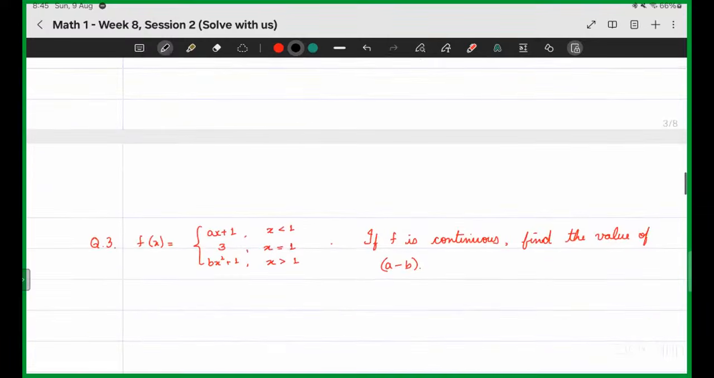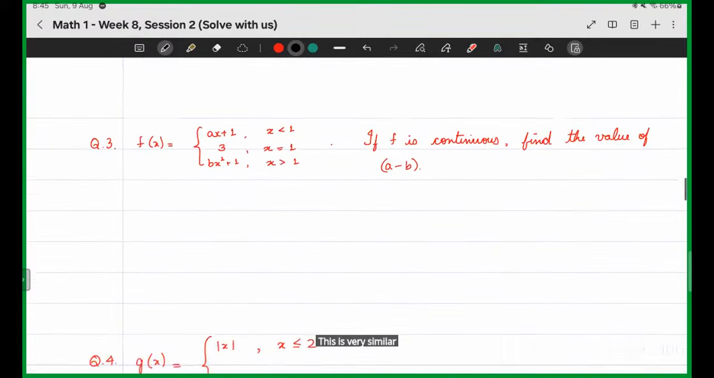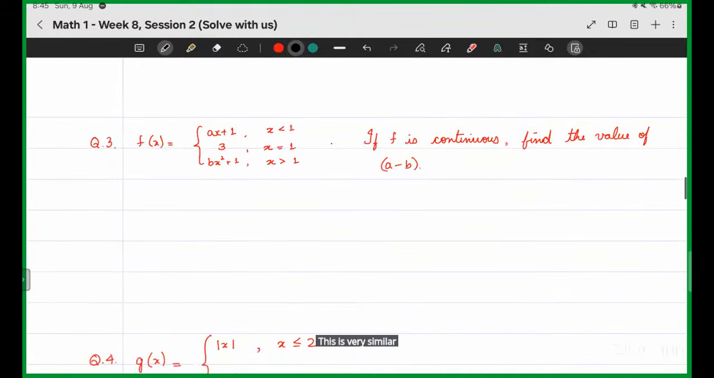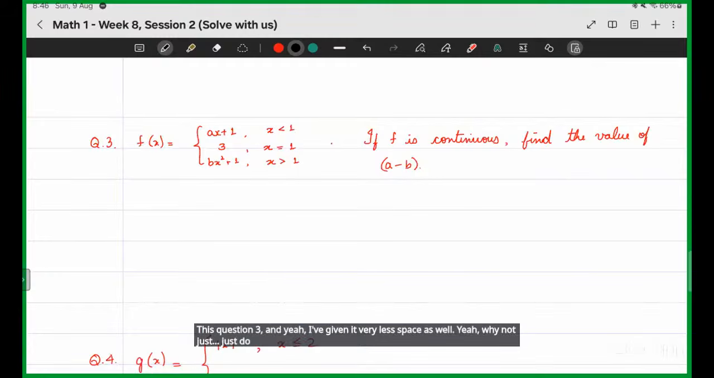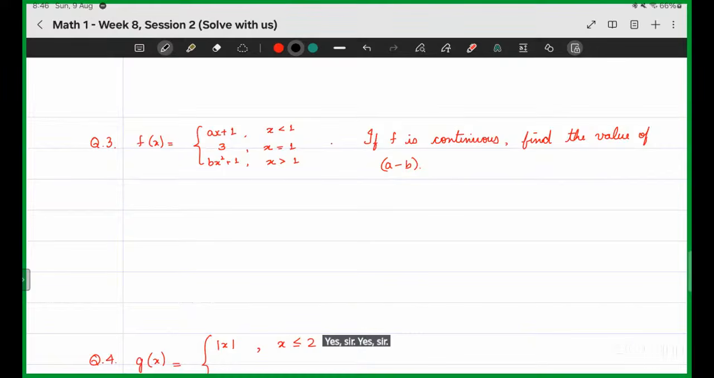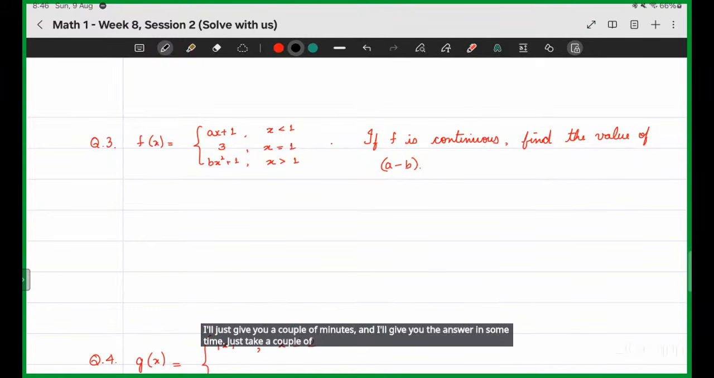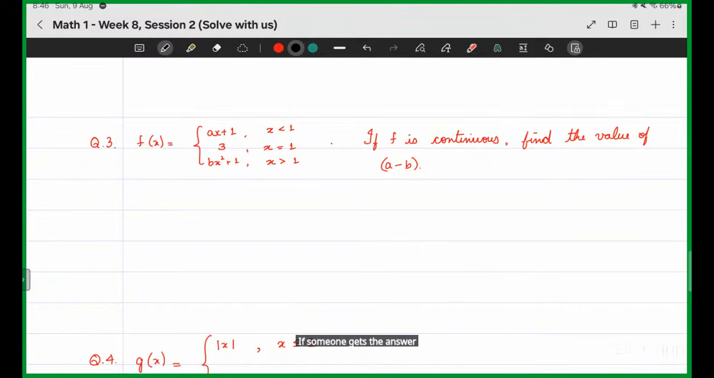This is very similar. This question 3, and yeah, I've given it very little space as well. Yeah, why not just do one more of these things? I'll just give you a couple of minutes and I'll give you the answer in some time. Just take a couple of minutes. And if someone gets the answer, please let me know.